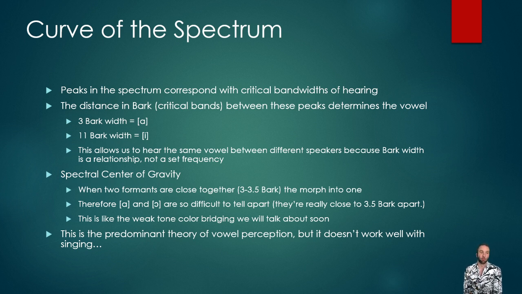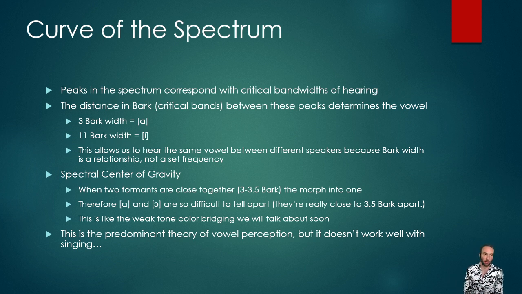What's most important about this is what allows us to hear the same vowel between different speakers, because bark width is a relationship and not a set frequency. What I mean by that is that we don't need to have a spectral peak at 800 hertz and then 1500 hertz in order to hear a specific vowel. We need to have the relationship of the number of critical bandwidths that those peaks take up, their width. And so if we have 3 or 11, we'll hear different vowels. And that's how we can have peaks at different places in the acoustic spectrum and still hear the same vowel.